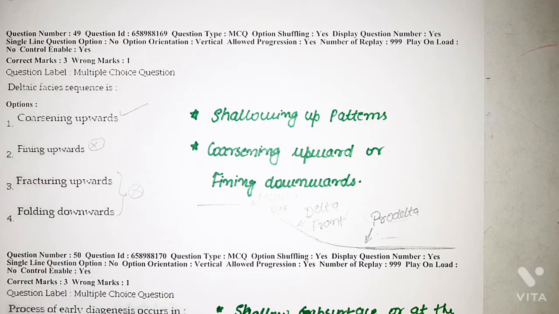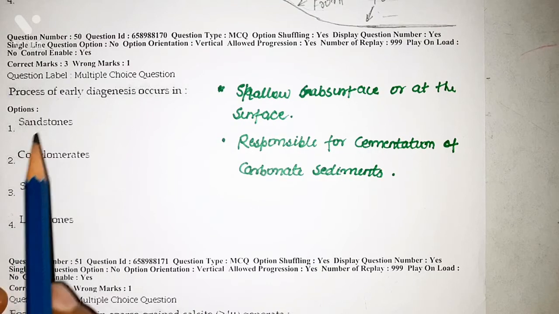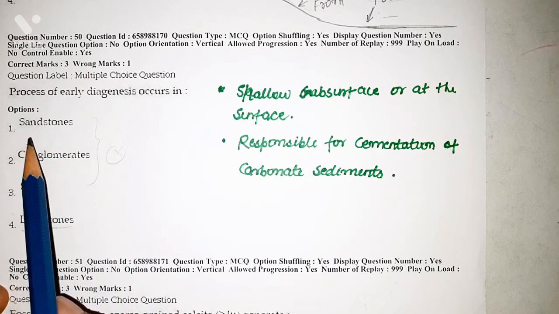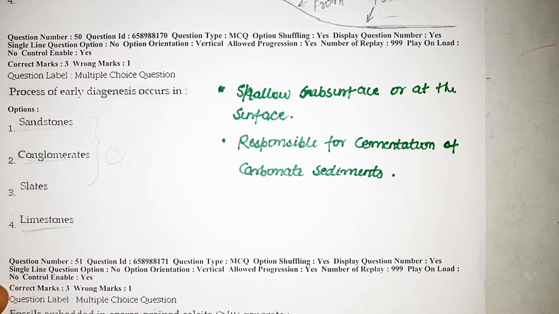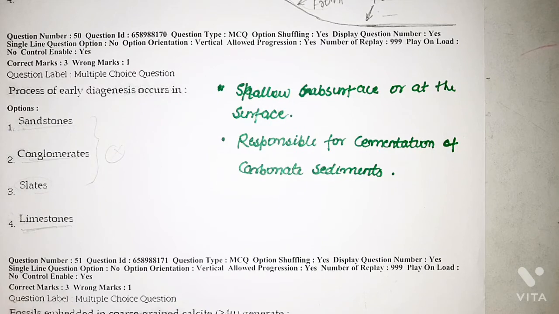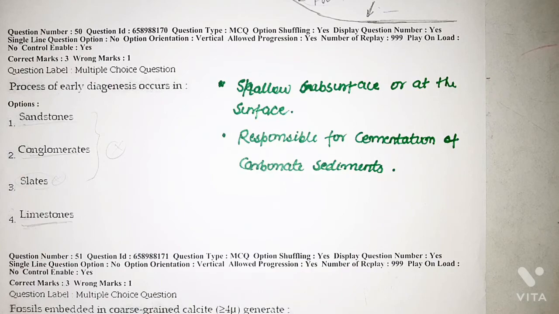Now coming to the next question: process of early diagenesis occurs in which rock? Early diagenesis occurs at the surface or in the shallow subsurface, and it is responsible for much of the cementation of carbonate sediments. If you check the options, sandstone, conglomerate, slates, and limestone, limestone is the rock having carbonate sediments. The others are not composed of carbonate sediments. Sandstone is composed of arenites, conglomerates of rudites, and slates of argillaceous material. Slate is a metamorphic rock formed by metamorphism of shale, so it is clearly out of context of early diagenesis. So the correct answer will be limestones.